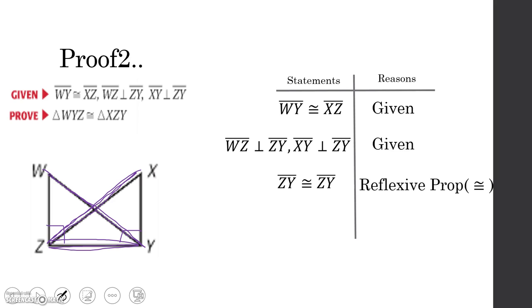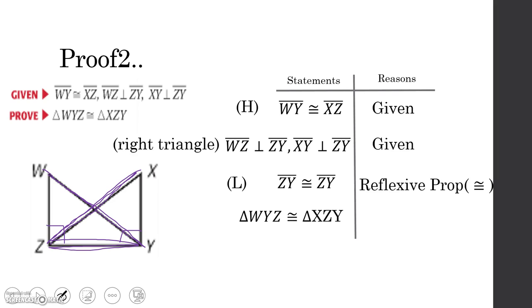So going through, I know that this is telling me it's a right triangle. This is the hypotenuse, and this is one of the legs. So the triangles are going to be congruent to each other, and we're doing that by hypotenuse leg.